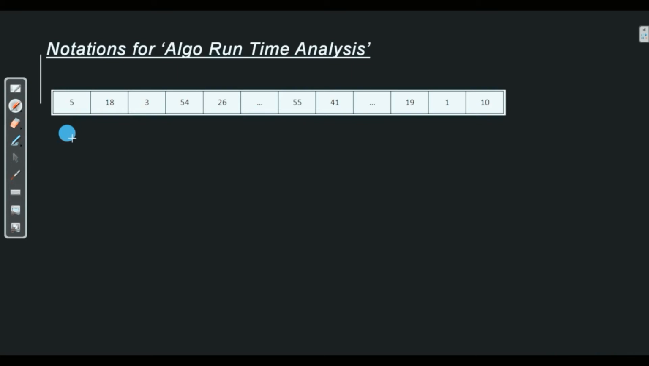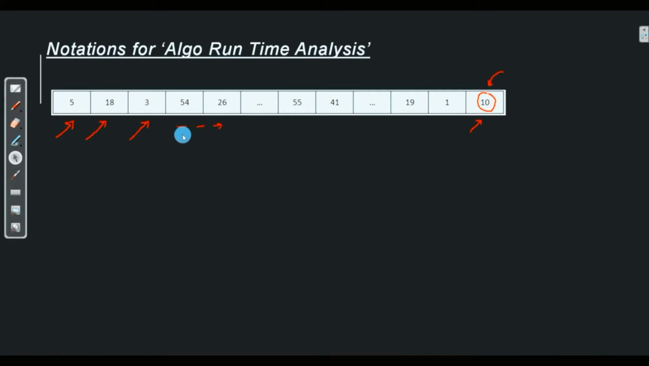So let's start our algorithm. The task is we need to find if number 10 is there in this array or not. So we go to the first cell. Is this equal to 10? No. Fine. We go to the next cell. Is this equal to 10? No. We go to the next cell. Is this equal to 10? No. We keep going towards right until we reach this cell over here. Is this equal to 10? Yes. So we return this cell number.